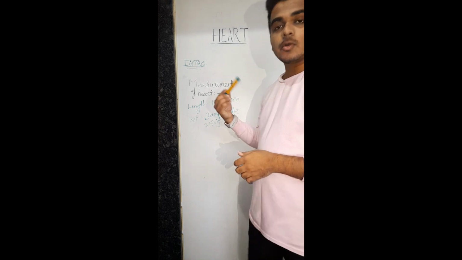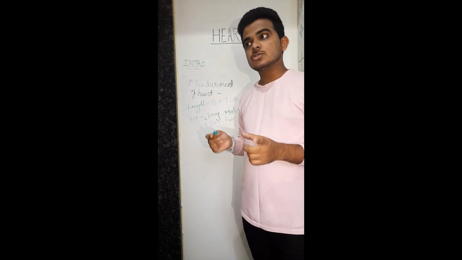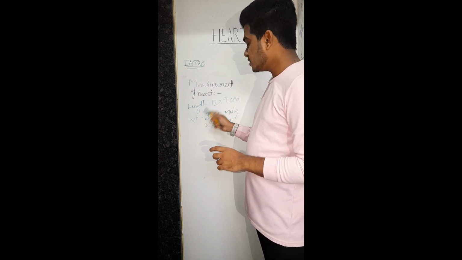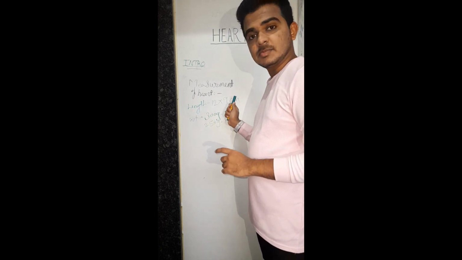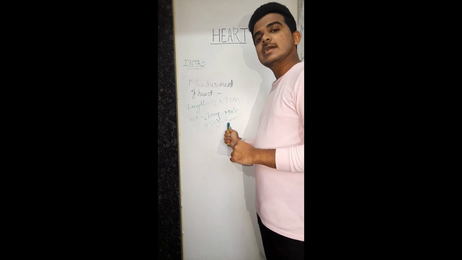Heart is situated obliquely at the mediastinum, just behind the body of the sternum, where the costal cartilages join. Its measurement is 12 by 9 centimeter and weight is 300 gram in male and 250 gram in female. Okay, so here we are done with the introductory part of the heart anatomy.